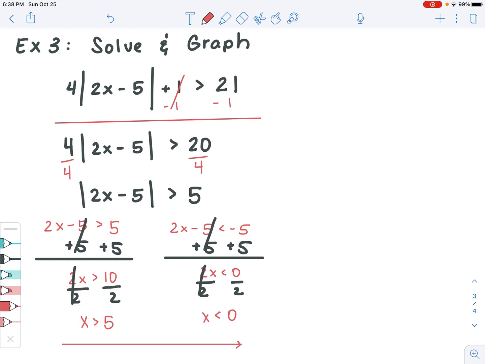I want to graph this, so I'm going to put 0, 5, and then I see they both need open circles, and I want numbers less than 0 and greater than 5. And I look back and I check myself and I see, okay, originally this was a greater than problem, so I know it should be an OR graph, so this looks good. I'm done.